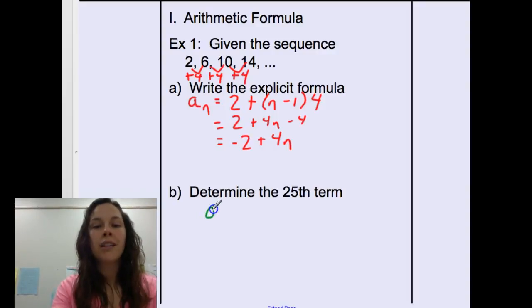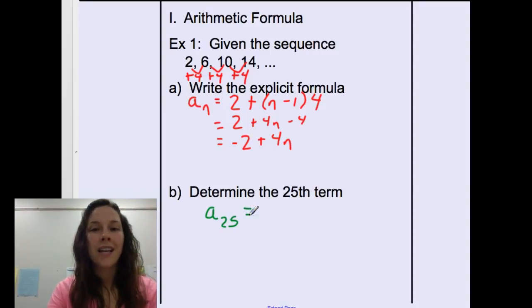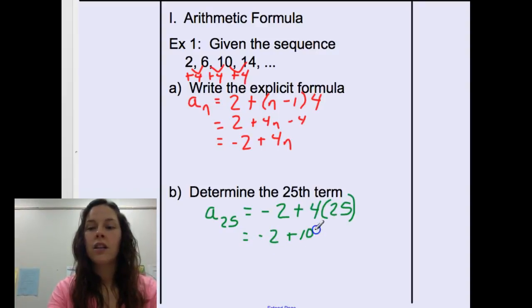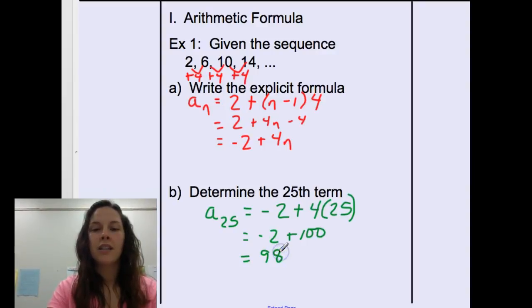So both places you see that n, you're going to replace it with 25. So again, to get you used to this notation, a sub 25 simply means the 25th term, -2 plus 4 times 25. So multiplying, we get 4 times 25 is 100. So the 25th term in this sequence is 98.